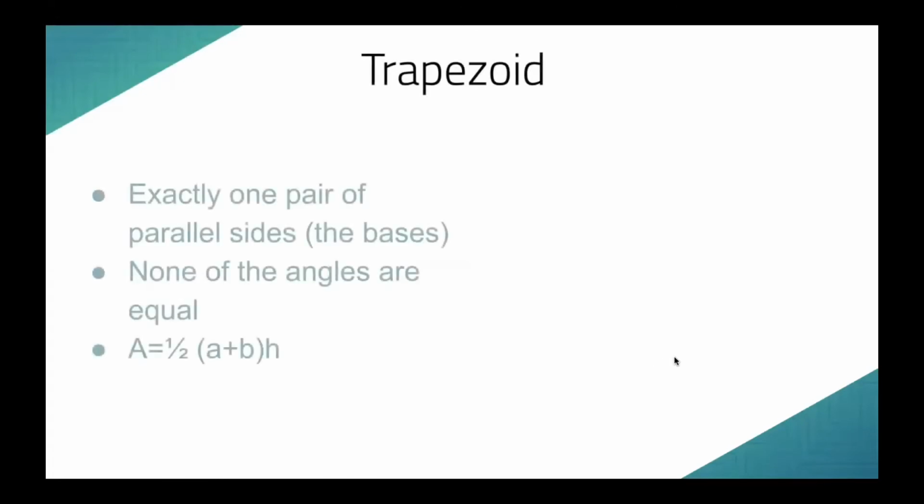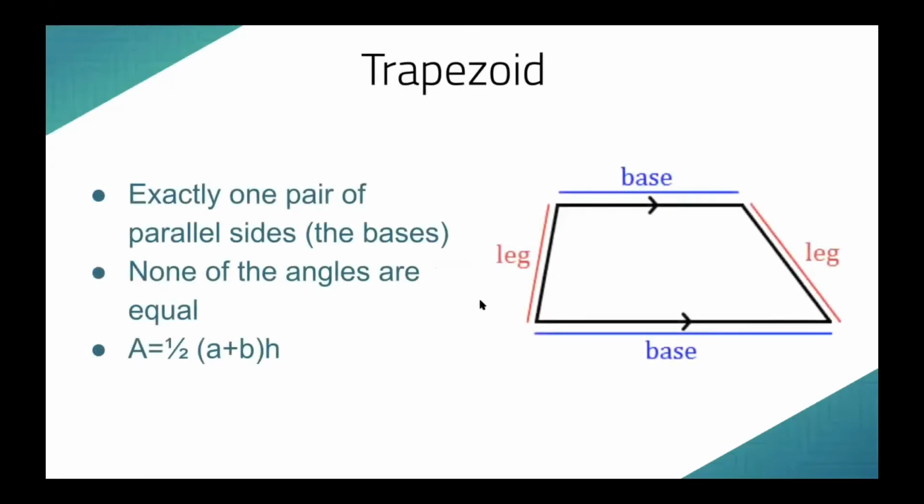So first of all, we're going to learn about trapezoid. A trapezoid only has exactly one pair of parallel sides, which are the bases, the blue ones, if you see. And none of the angles inside of a trapezoid are equal to each other. So none of the angles you see here are congruent to each other. They are all different angles. And they are not parallel to each other.